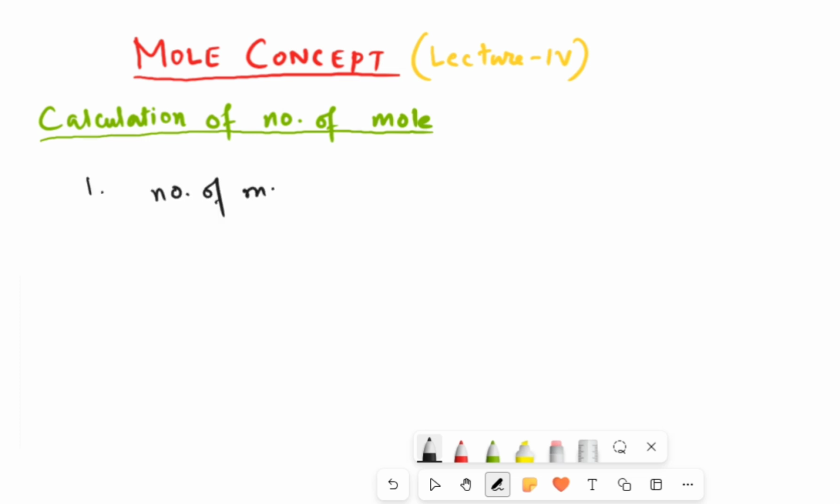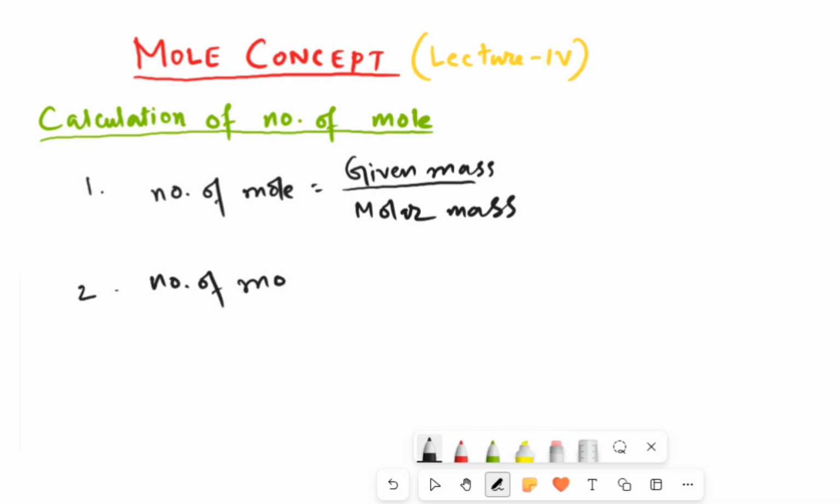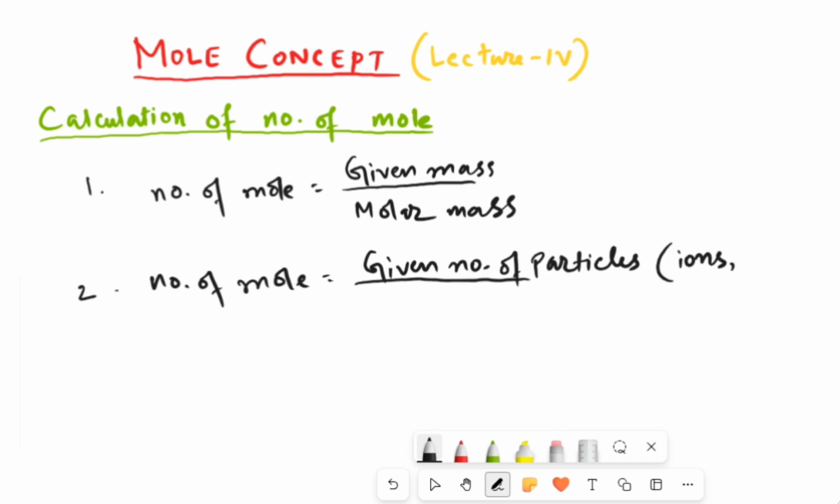So this is our first formula for calculation of number of moles. Number of moles is equal to given mass by molar mass. Now if suppose number of particles are given, suppose number of atoms and ions are given, then we will apply this formula. Number of moles is equal to given number of atoms or ions, we can say particles, divided by 6.022 into 10 to the power 23.